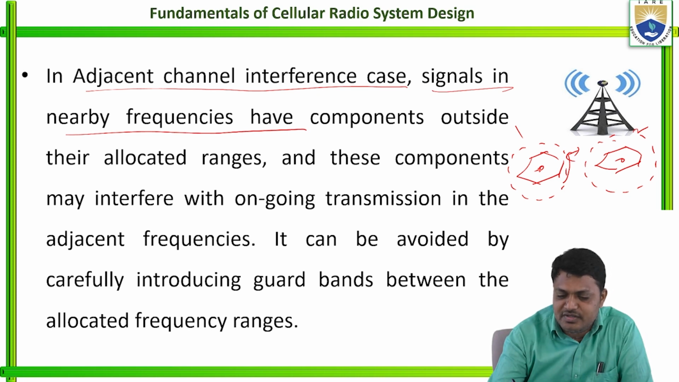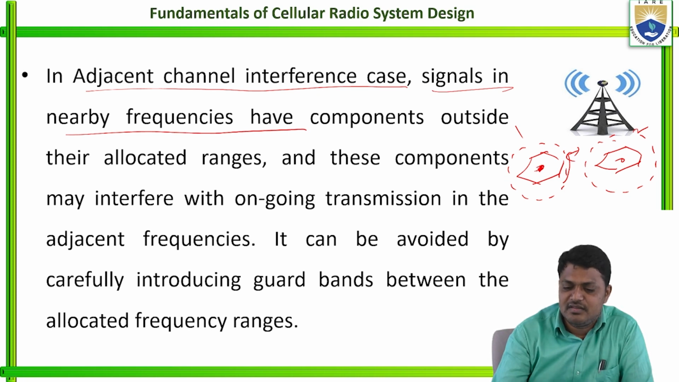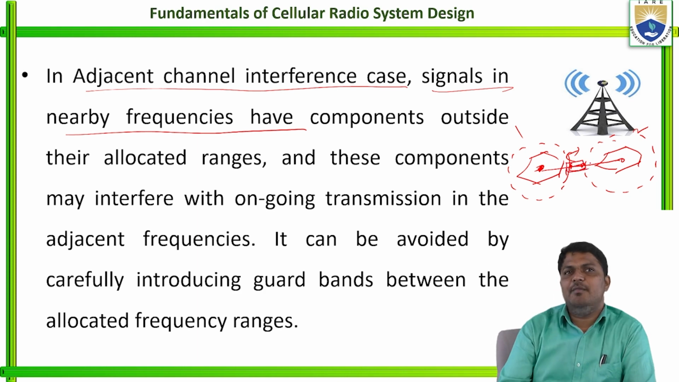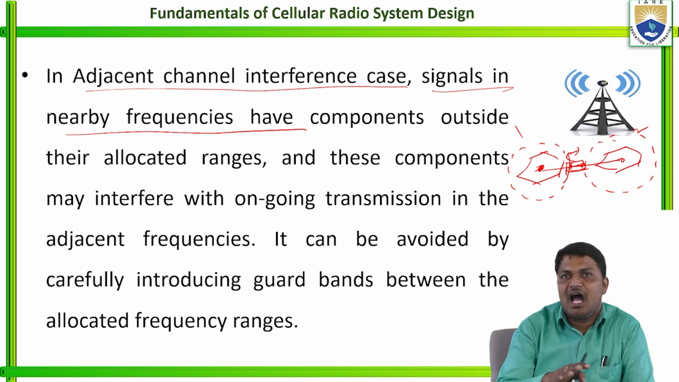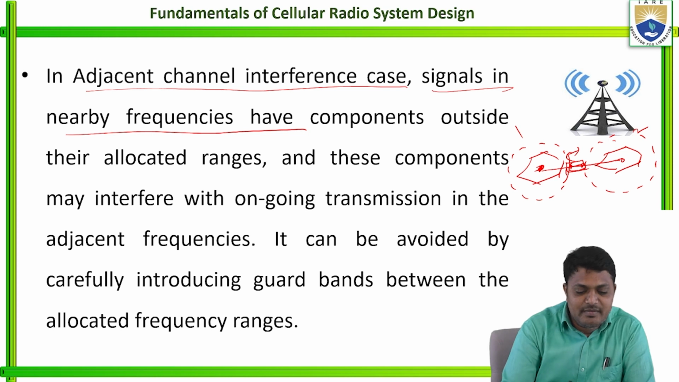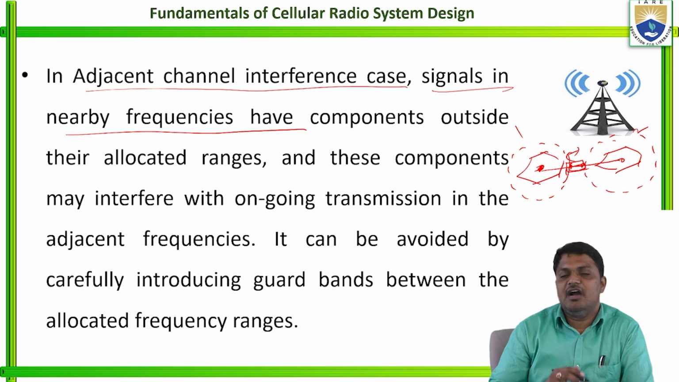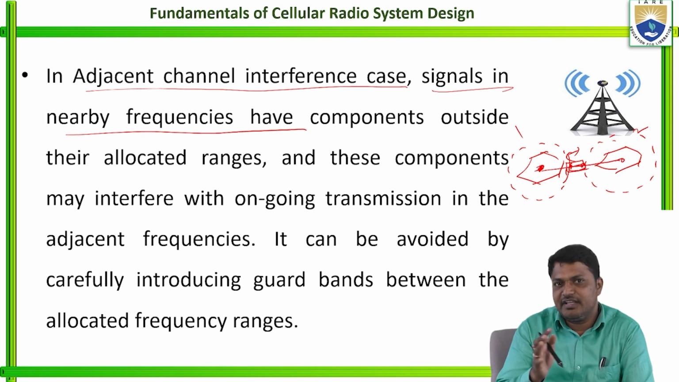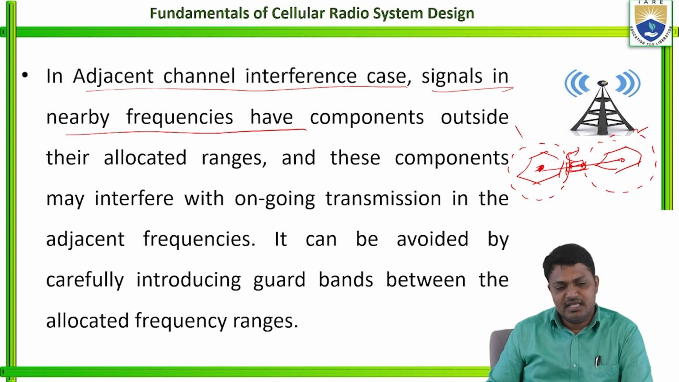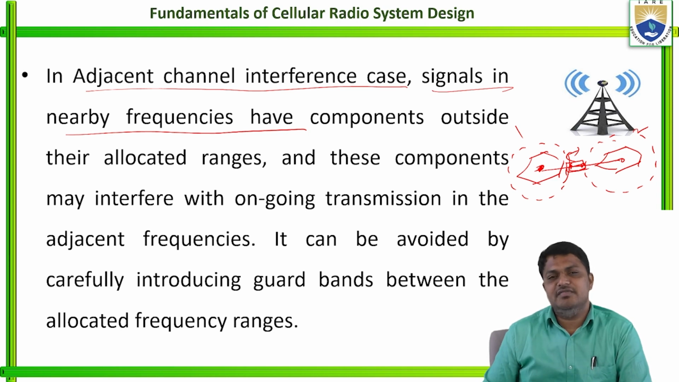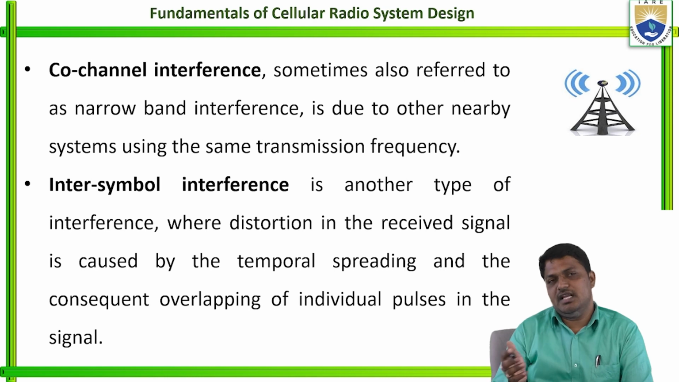For example, a user is connected to this base station, and the data is transmitted to the base station. After leaving the coverage area, the components may interfere with the ongoing transmission in the adjacent frequencies. It can be avoided by carefully introducing guard bands between the allocated frequency ranges. Then only we can reduce the interference of the channels.